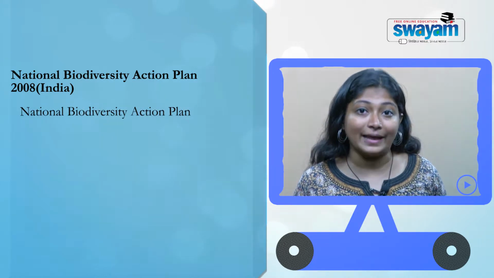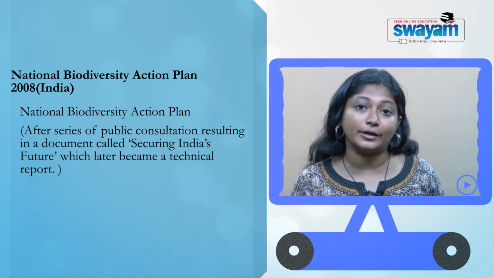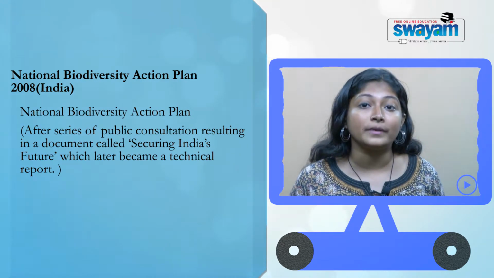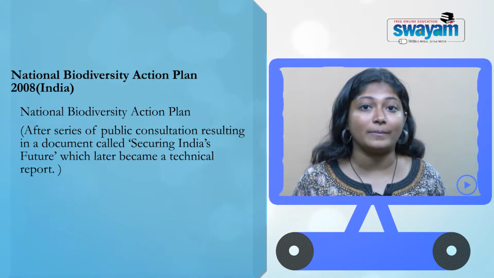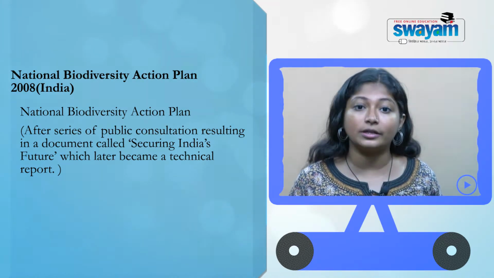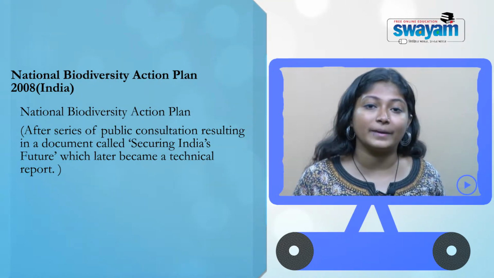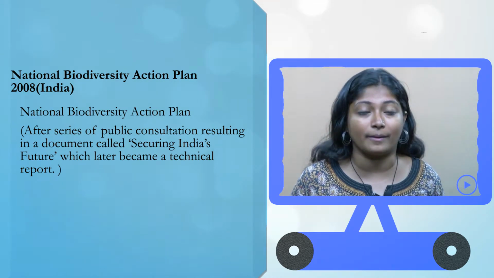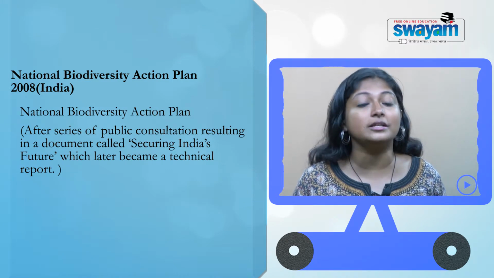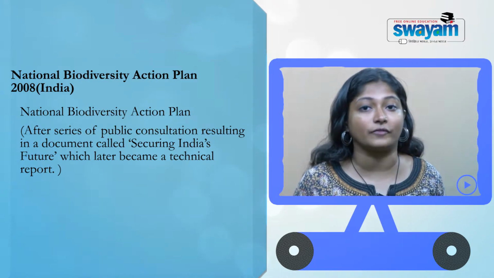So India has also developed a national biodiversity action plan that was adopted and passed in 2008, which was a result of a series of public consultations and also a result of a technical report called Securing India's Future, which unfortunately did not become the national strategy and biodiversity action plan, but it became a technical report, and the national biodiversity action plan was adopted in 2008 after these series of consultations.